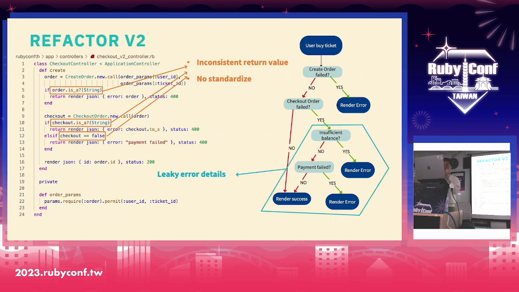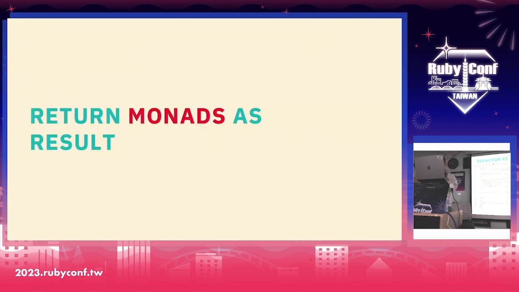And also we didn't address that the controller still needs to know about the special value inside of the services to handle the error and return to the user. So it's quite leaky error detail. So how do we resolve all the remaining problems? The answer is we return the monad as the result. So by returning a monad, we standardize our error handling across our software, ensuring consistency and clarity of every outcome.